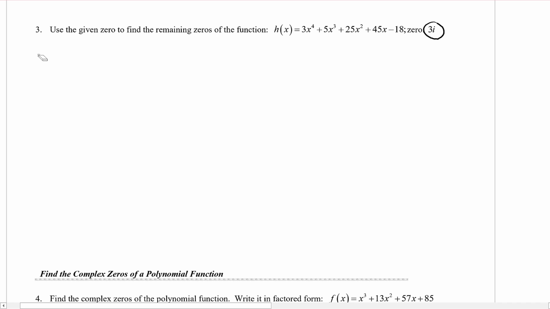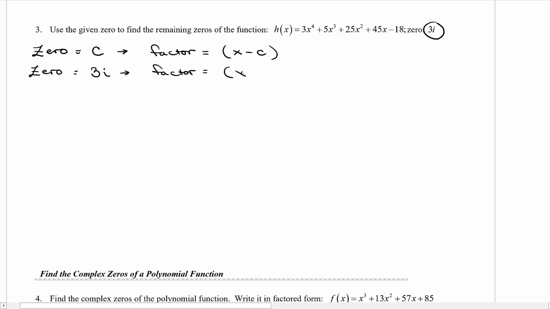This is a polynomial that has 5 terms. So if I want to factor this out, I'm not going to be able to because I don't really know any techniques. I'm going to have to use this 0 that was given to me. We know that if you have a 0 c, then the factor associated with that polynomial function is going to be x minus c. I have a 0 of 3i, which means I need to have a factor of x minus 3i, right?